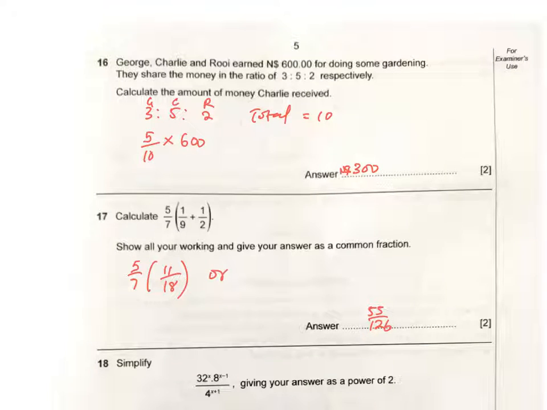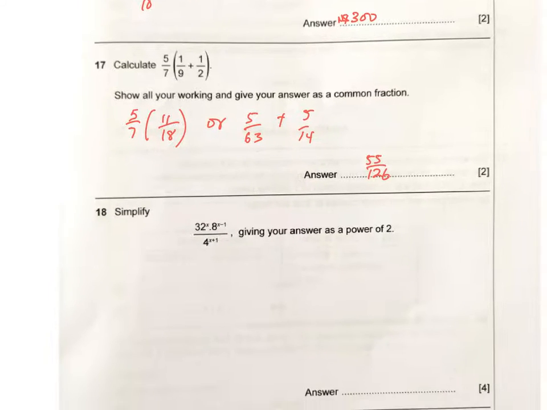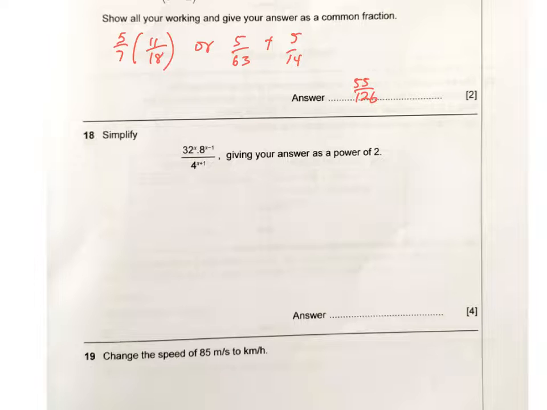Or you can have 5/7 times 1/9, that gives us 5/63, I think. And then 5/7 times a half will give us 5/14. And then you work this out to get 55/126. Then we move on to question 18.